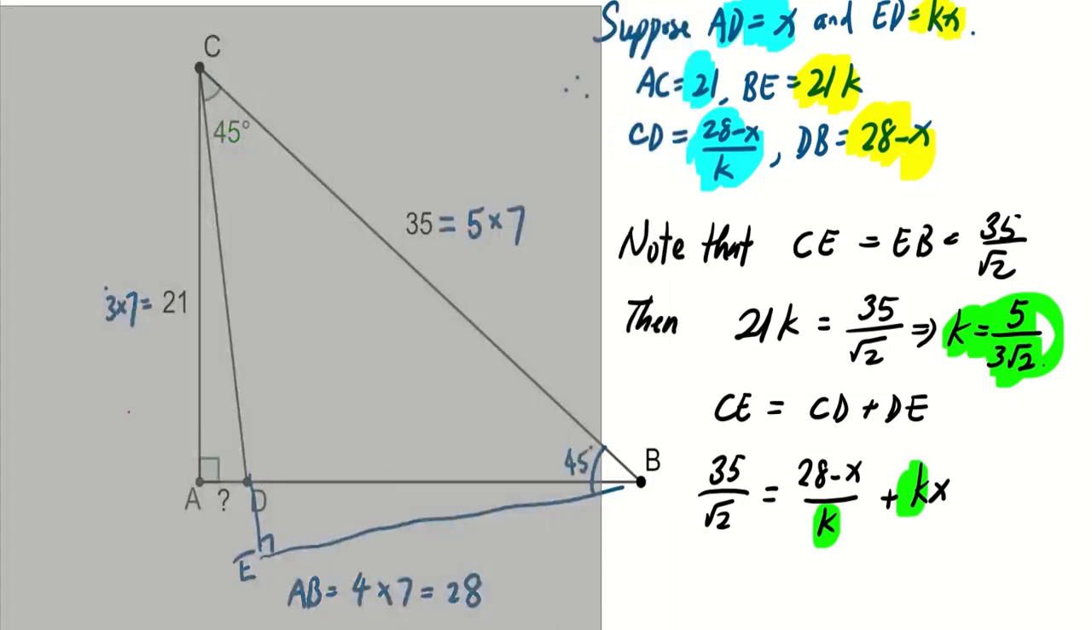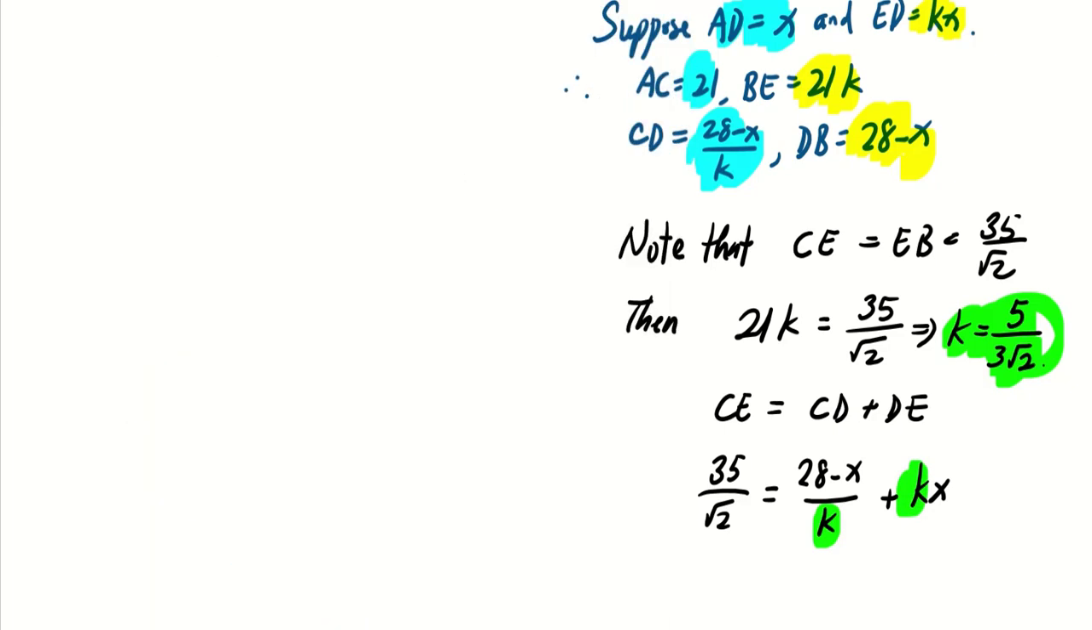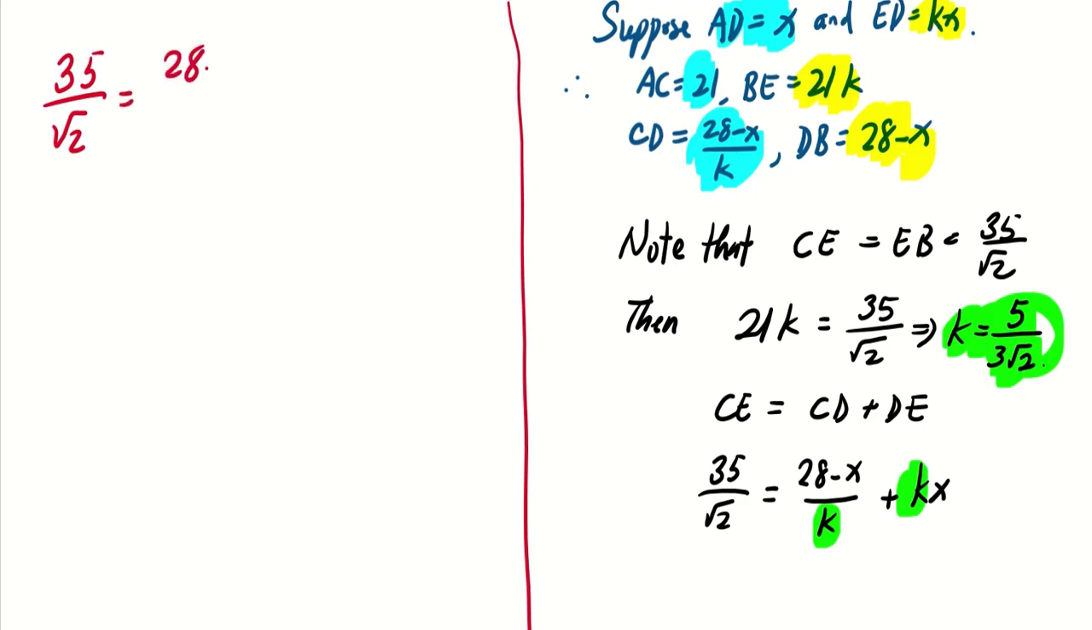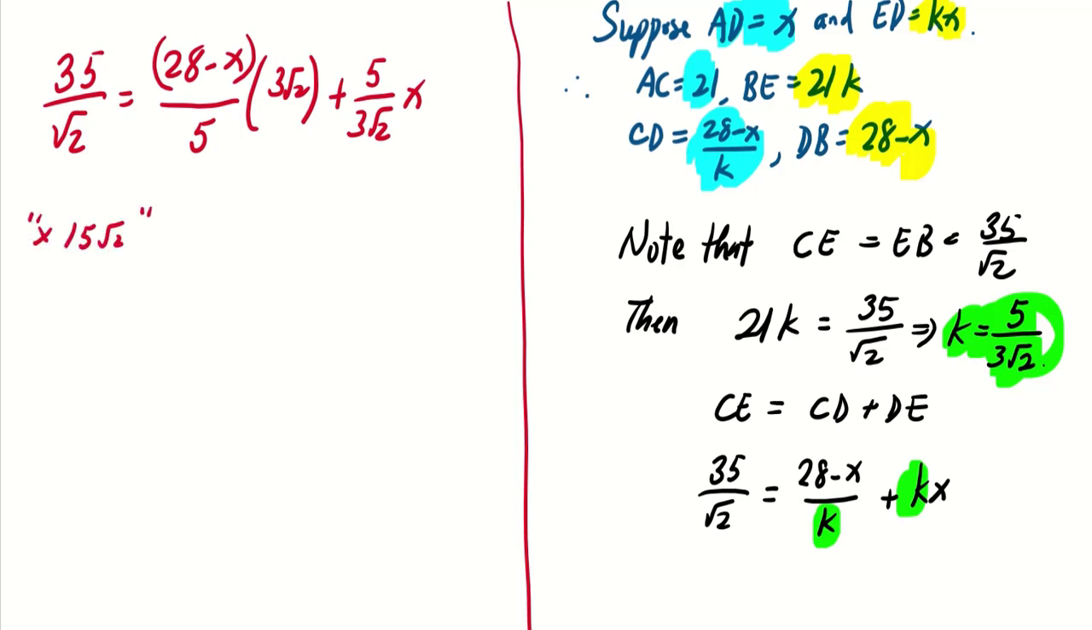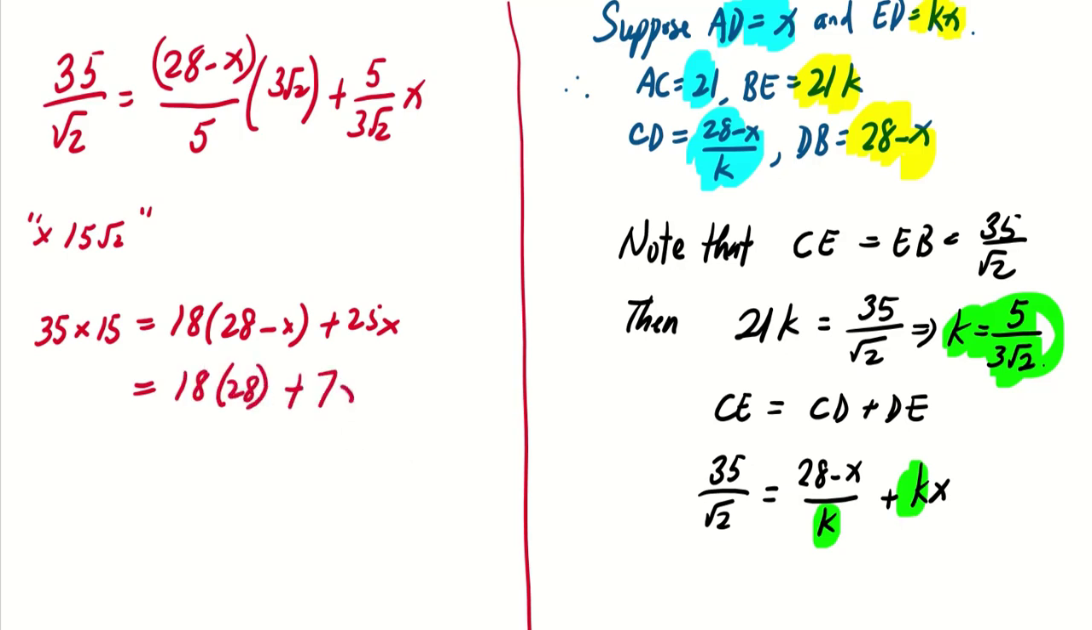I'll delete the diagram for now so that we have more space. Then I'll continue here. 35 over square root 2 is equal to (28 minus x) over k, that is 5 times 3 square root 2, plus k times x, that is 5 over 3 square root 2 times x. Now we will multiply each of the terms by 15 square root 2. On the left hand side, it will be 35 times 15, and on the right, 18 times (28 minus x) plus 25x. This will equal 18 times 28 plus 7x.